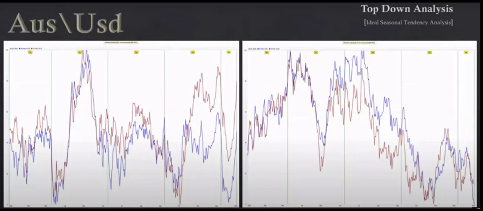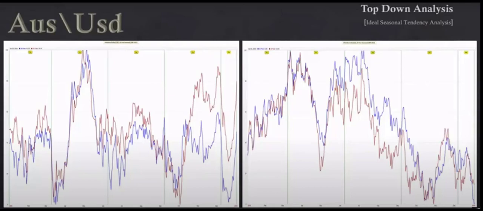Okay, before we begin, just a reminder that seasonal tendencies are a tendency. So there is no panacea. They are not a solution, they are just roadmaps of what has happened in the past with the price action.